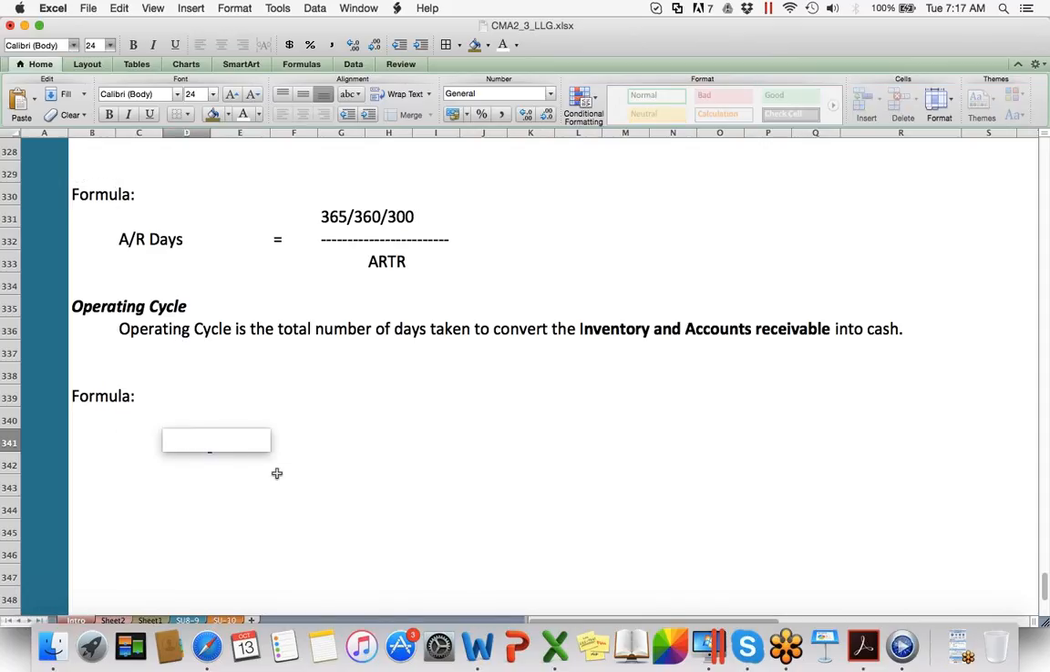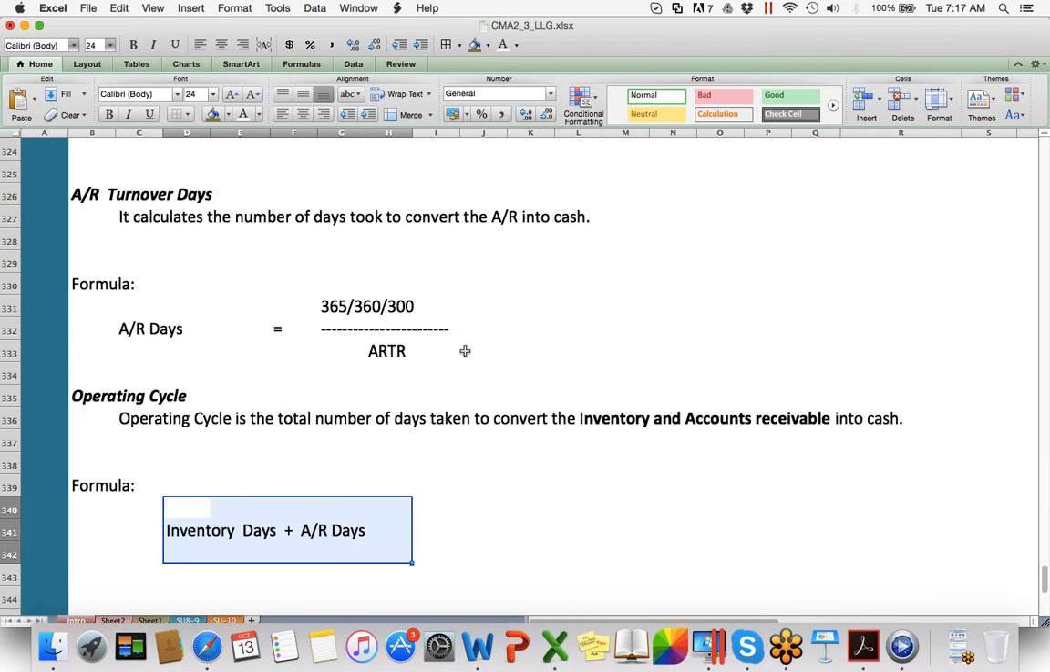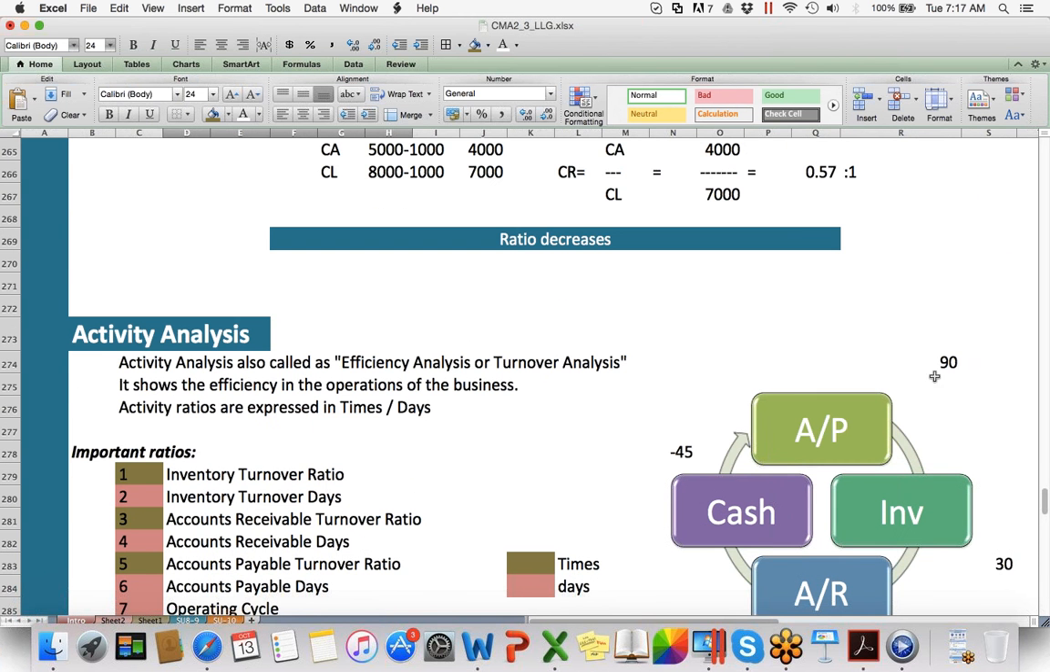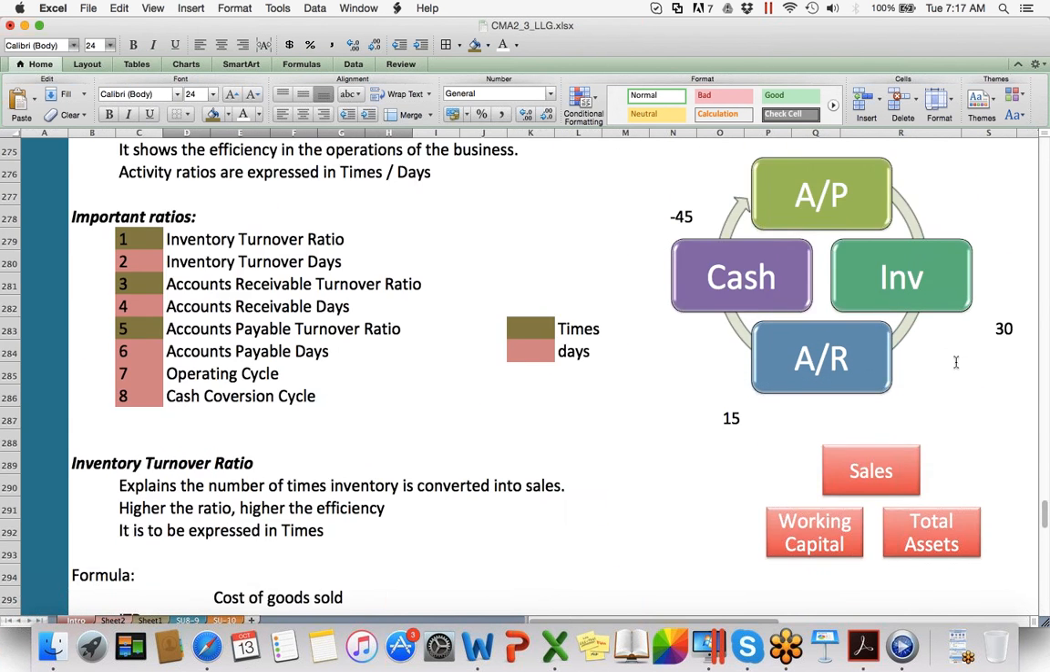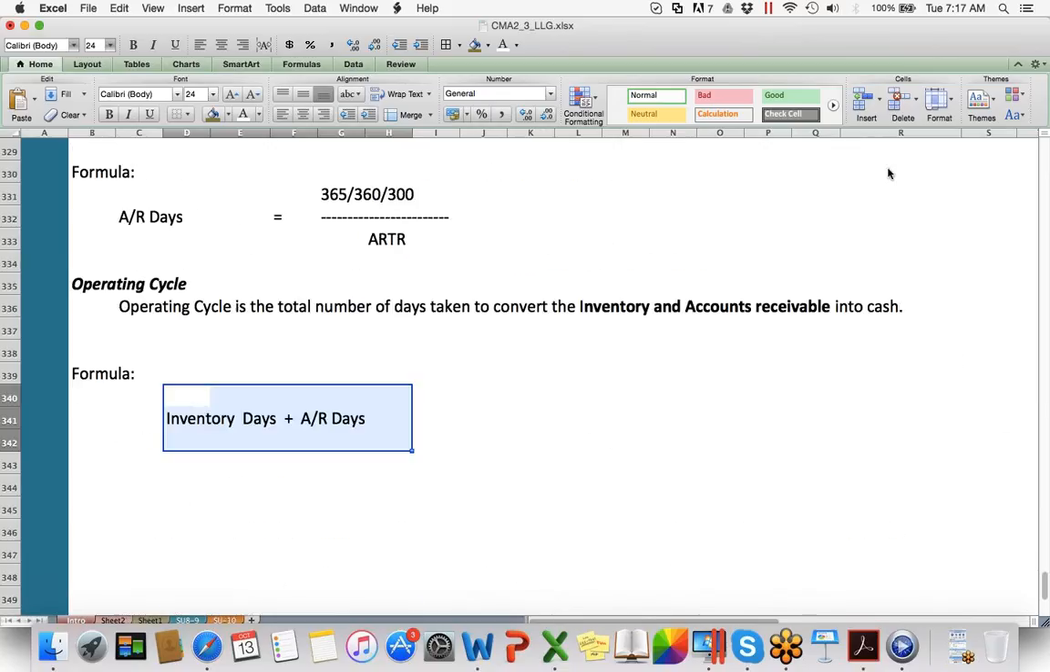Inventory days means how many days you took to convert inventory into credit sales, plus accounts receivable days, which you calculated in the previous formula. And always remember, this should be monitored with the accounts payable turnover ratio, the days. Okay, second.